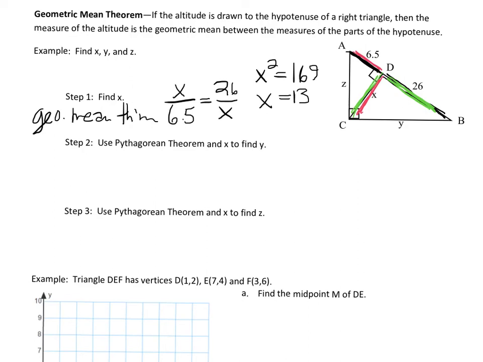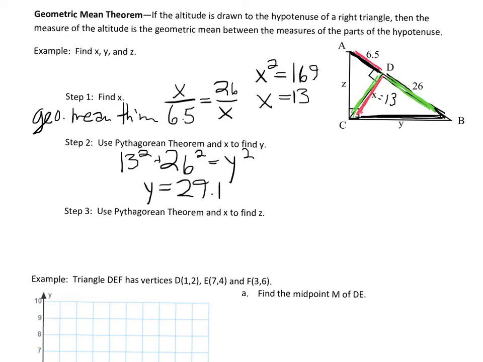So to find y, since now I know x is 13, I'm going to write that in there. Use the Pythagorean theorem to say that a squared plus b squared equals c squared. I'm looking at that triangle there where y is c, or the hypotenuse. So I'm going to say 13 squared plus 26 squared equals y squared. If I solve that out, I get y equals 29.1.